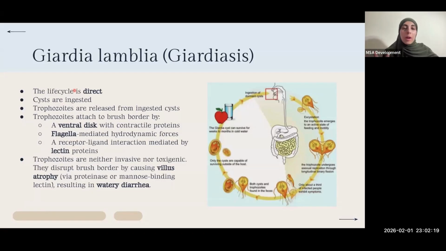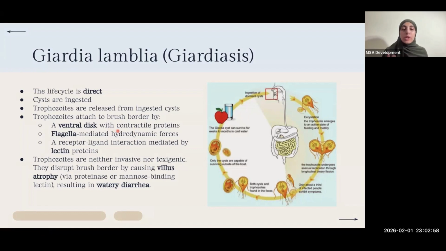How does it do that? It has this ventral disc. The ventral disc is part of the trophozoite that allows it to attach onto the brush border. It's like a suction thing that just makes it stick on. Okay? And then it uses its flagella to create hemodynamic forces. It can also bind to lectin proteins on the surface of the brush border. So the trophozoite attaches to the brush border by three things: ventral disc, flagella, and binding to lectin proteins.